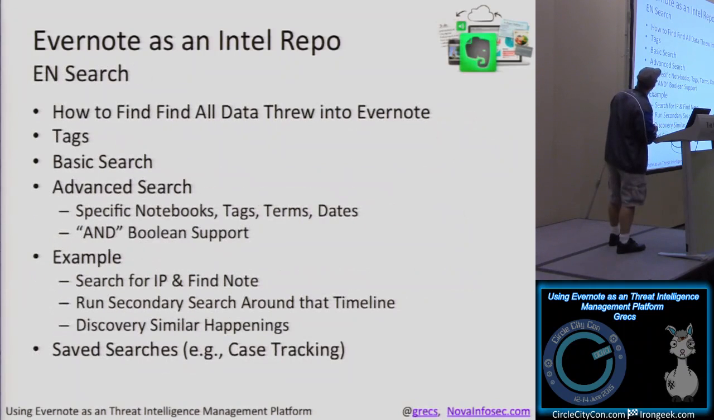So this is basically talking about the search. You can search based on tags. There's just your standard searching, so you can just put a text string in, like an IP address or domain, and you can find out all the data that you've collected associated with that. You can do advanced search, so you can specify a notebook, a set of tags, the terms, and you can even put dates in there. Like, I only want to see notebooks that were created during this date range.